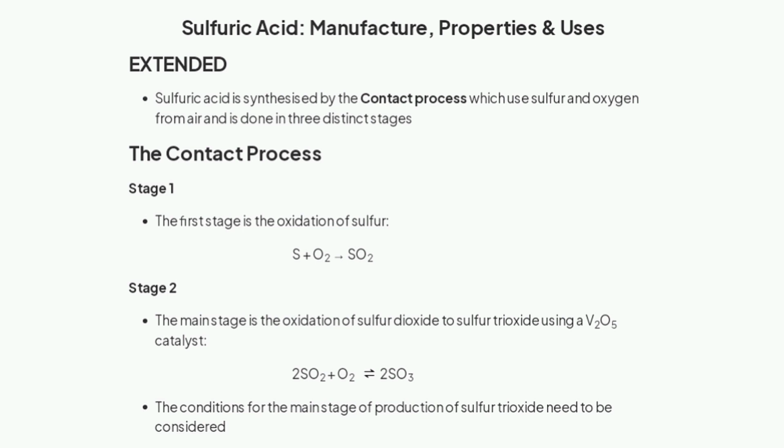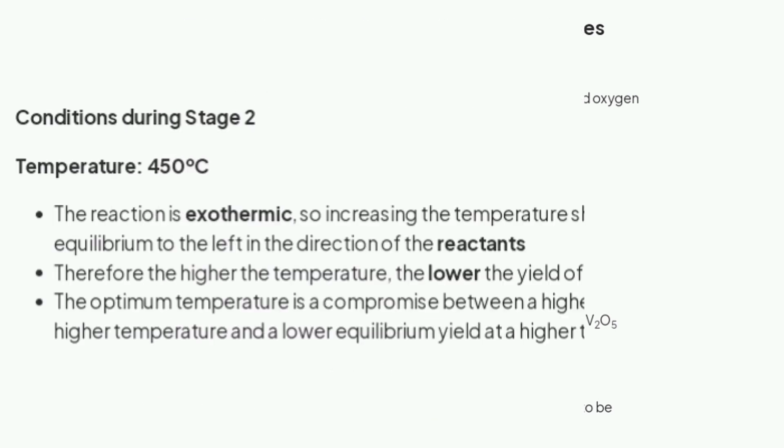The main stage is the oxidation of sulfur dioxide to sulfur trioxide using vanadium oxide as catalyst. This is the second stage. The conditions for the main stage of production of sulfur trioxide need to be considered. Also, what you should remember is the vanadium oxide is used as a catalyst and this reaction is also reversible.